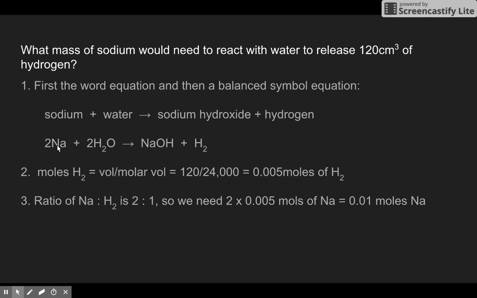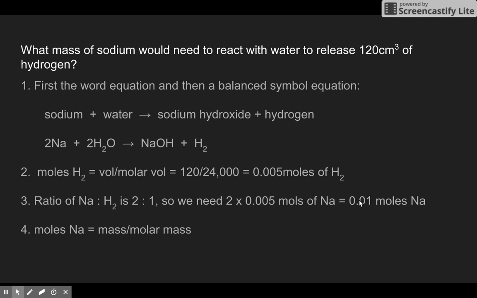Ratio of sodium to hydrogen. Remember, I've got 2 there. I've forgotten that. Sodium to hydrogen is 2 to 1. So if we've got 0.005 moles of hydrogen, we need double that of sodium, which is 0.01 moles of sodium.